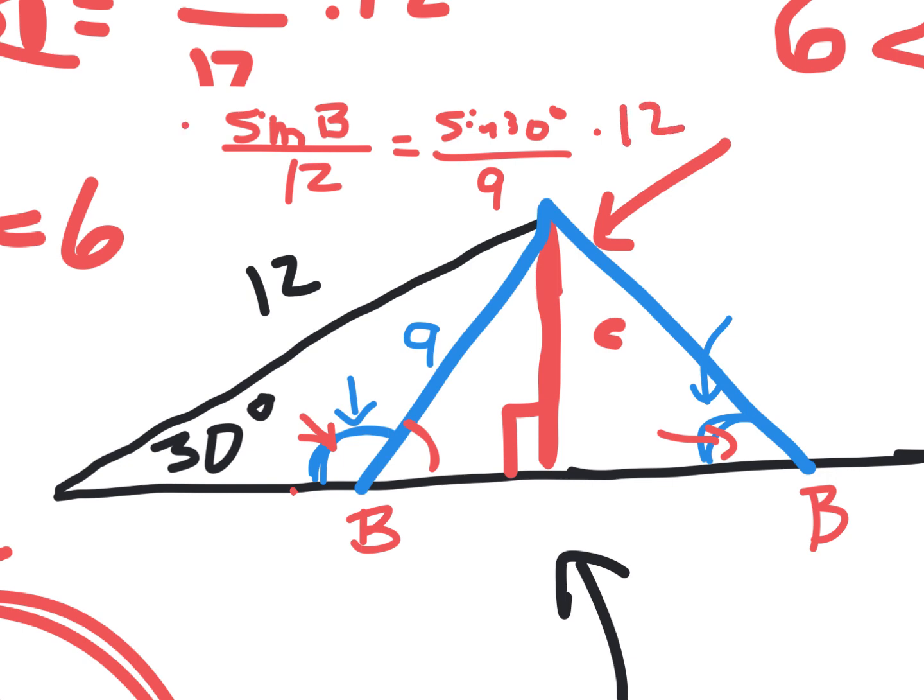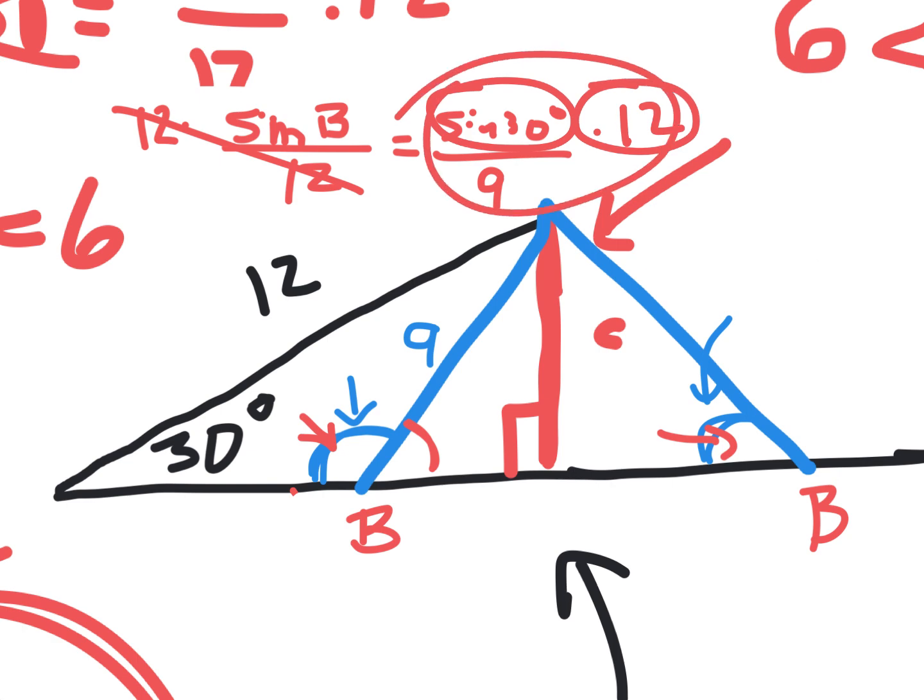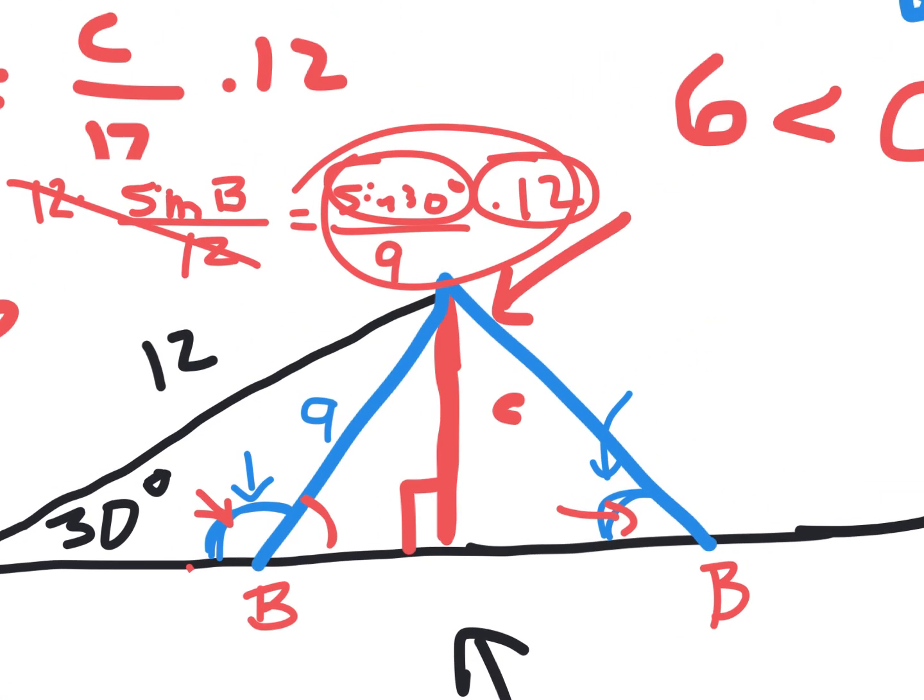I'm going to times by 12 on both sides. Sine of 30 is a half. Half times 12 is 6. 6 over 9 is 6 ninths, which is 2 thirds, which is 0.6 repeating. So sine of B is 0.6 repeating. Now I'm going to do inverse sine to finish it. Inverse sine of 0.6 repeating. I can't really type in 0.6 repeating, but I could type in 2/3. But if I typed in 0.66666 a whole bunch of times, that'd probably be good enough.